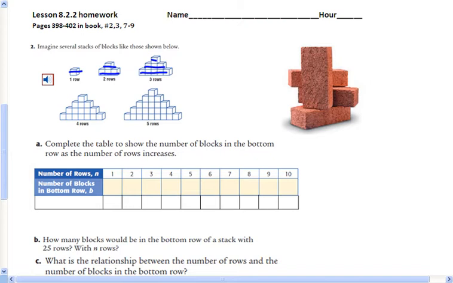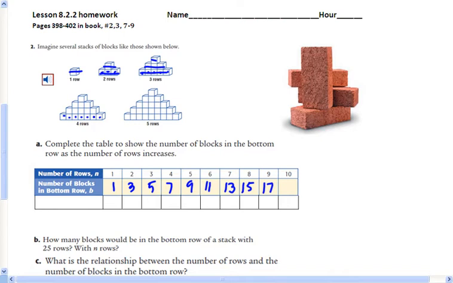So that's just counting the ones in the bottom row. So this first one only has 1. The second one has 1, 2, 3. Third one has 1, 2, 3, 4, 5. Fourth one has 1, 2, 3, 4, 5, 6, 7. And you can see a pattern here. Every time we add a row, it seems like the bottom row is getting 2 bigger. So we keep adding 2.